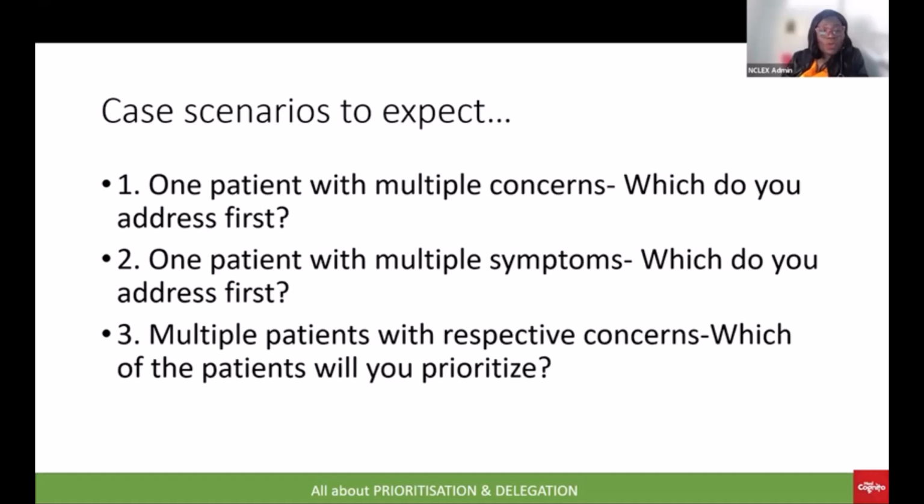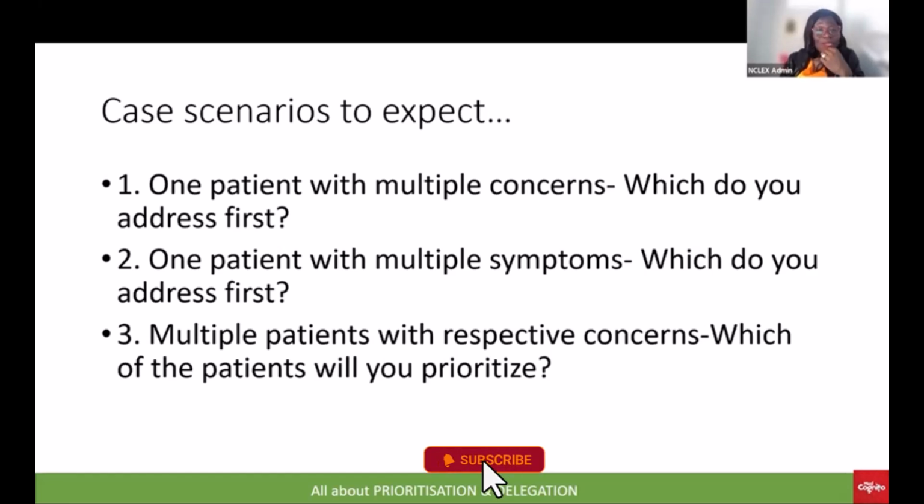So we would want to look at some case scenarios that you can expect to see when dealing with prioritization. You can have one patient and that patient has multiple concerns, and you are expected to figure out which of the concerns you will address first. Number two, you also may have one patient with multiple symptoms, and you're supposed to be able to figure out which of these symptoms you are going to tackle first.